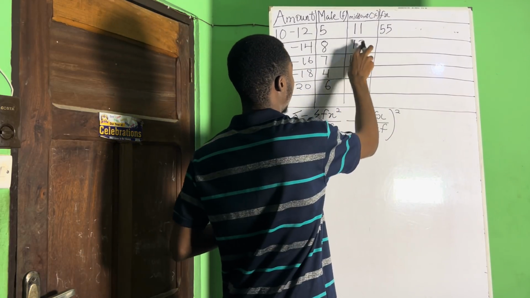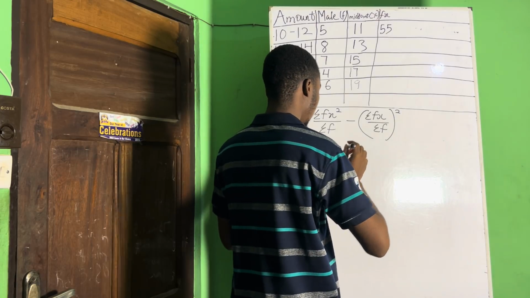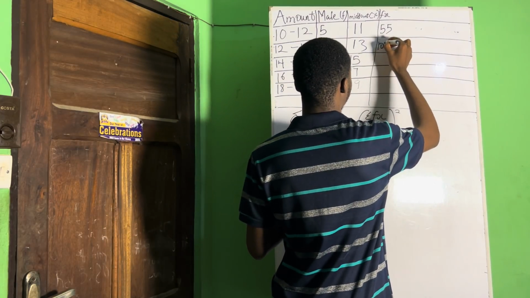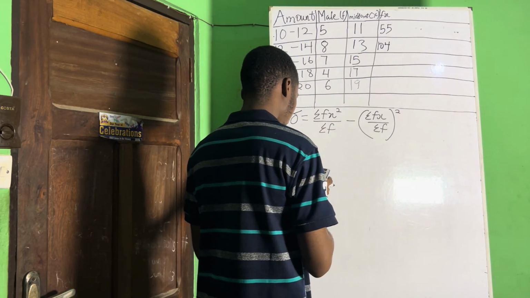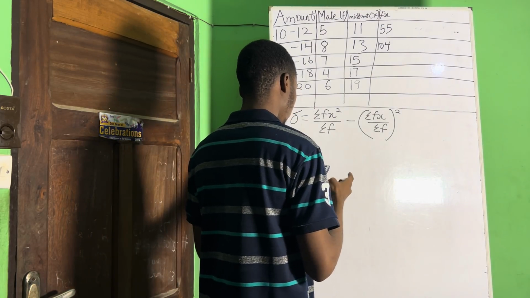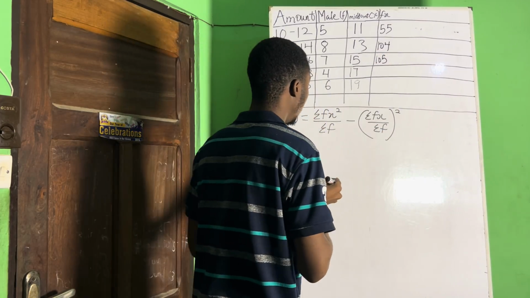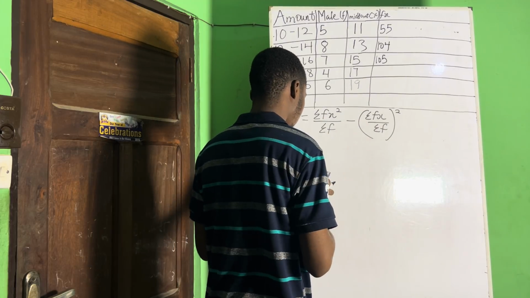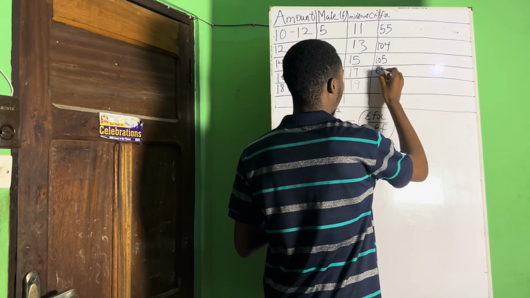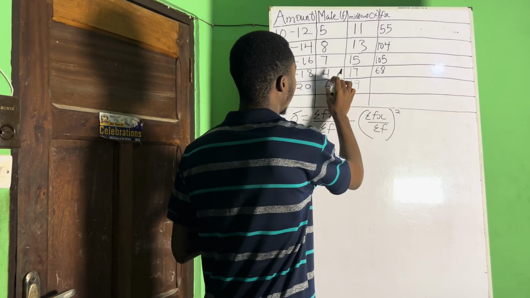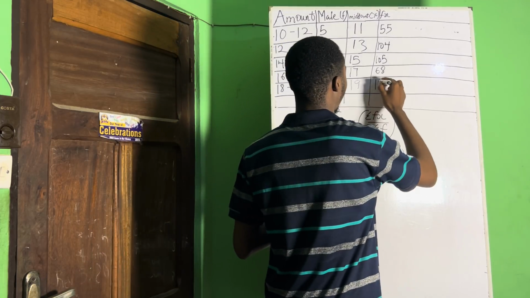Now we have 8 times 13. So let's do it on the calculator and see what you are getting. So 8 times 13 will give us 104. Then the next one, you have 7 times 15. So 7 times 15, we are getting 105. Then you also have 4 times 17. 4 times 17, we are getting 68. Then lastly, you have 6 times 19. So you are getting 114.